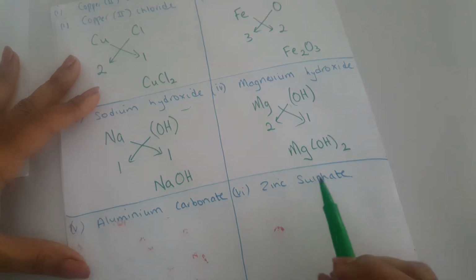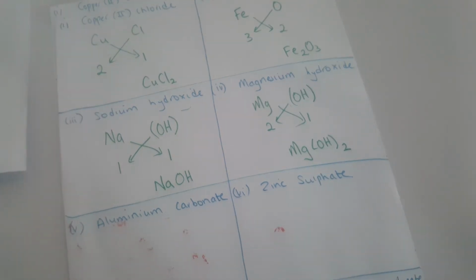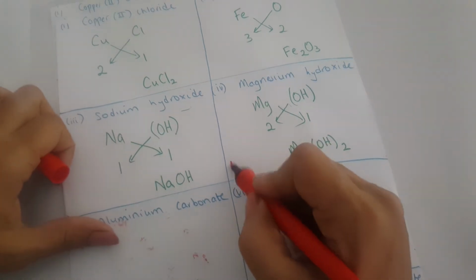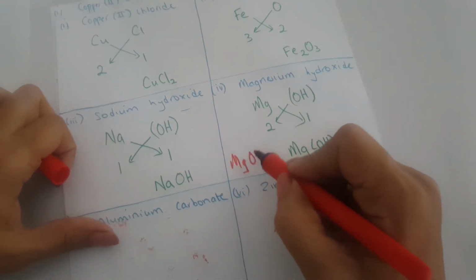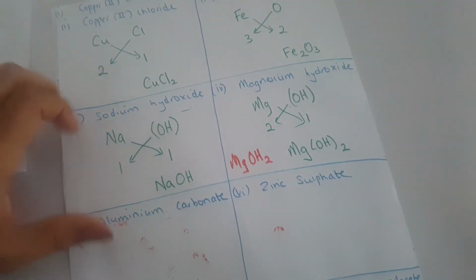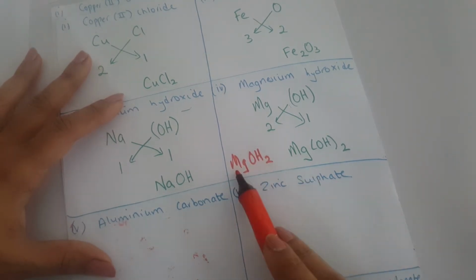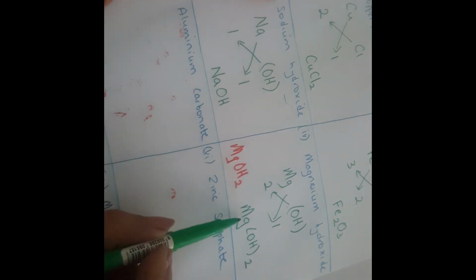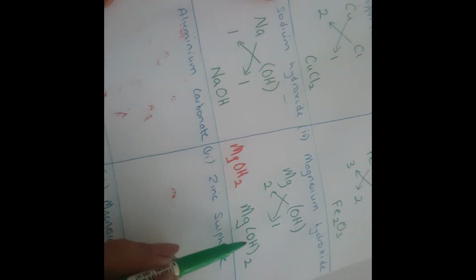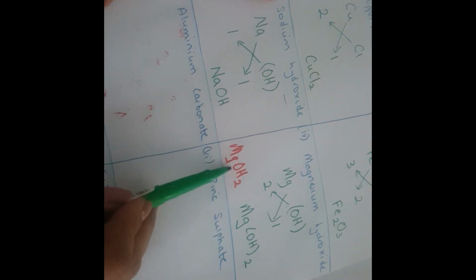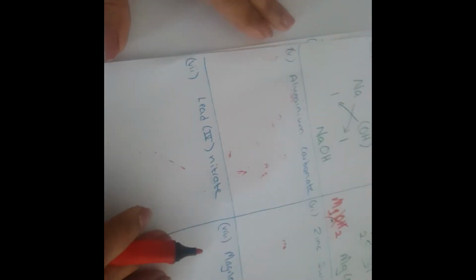Now remember, if we don't put the bracket, let's say MgOH2, look at the difference. One magnesium, one oxygen, but then there's 2 here, and there's 2 hydrogen. So the oxygen is supposed to be 2, but there's only 1. So that formula is wrong. That's why the bracket is required.